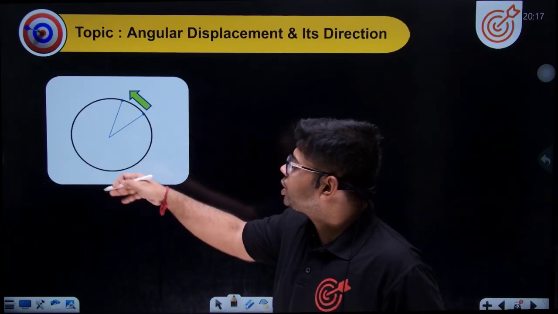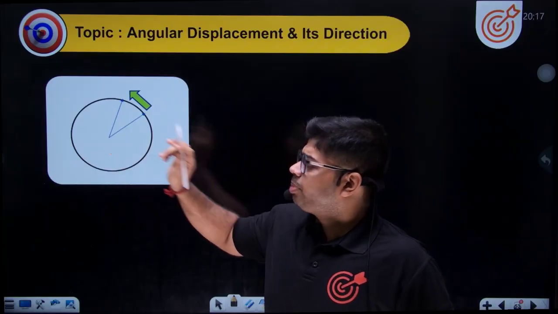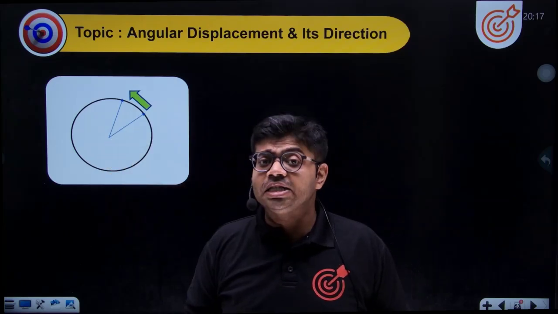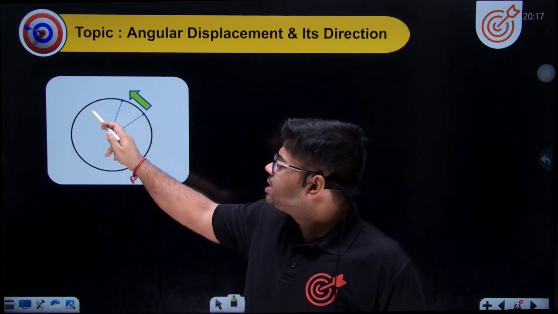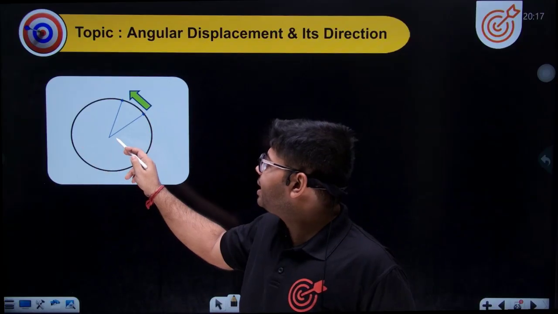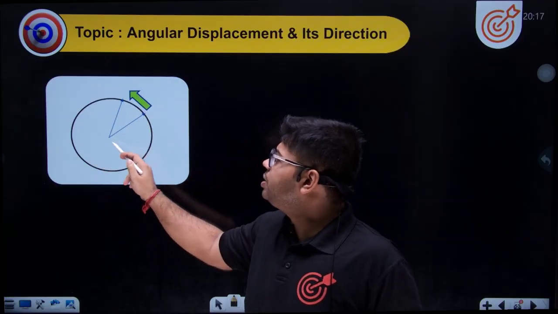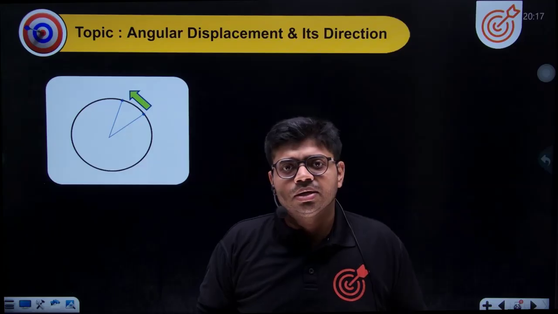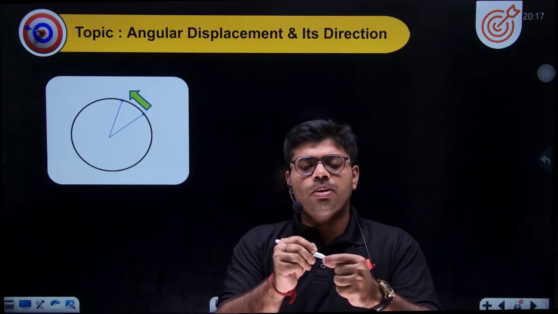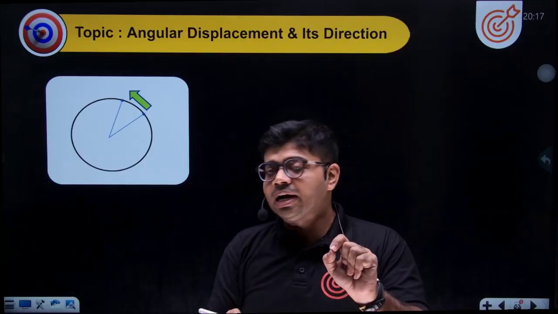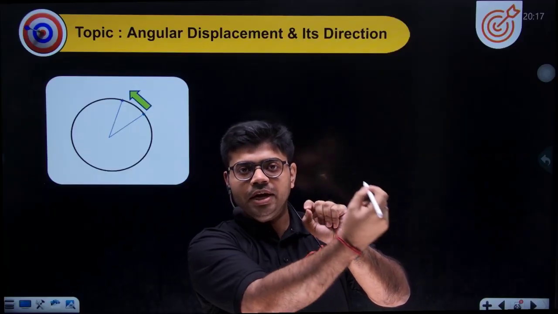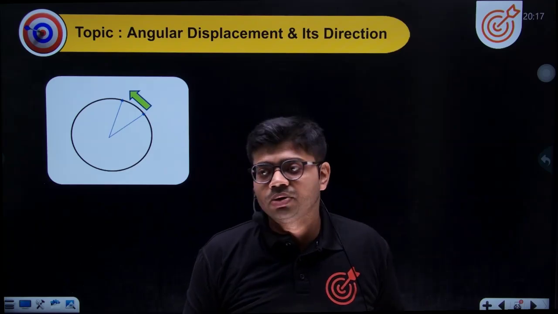So in a circle, the entire motion is taking place around a particular point. If I take this point as the center C, the entire motion is taking place around this point C. This is circular motion. When a particle revolves around a particular point, I will call it nothing but circular motion.